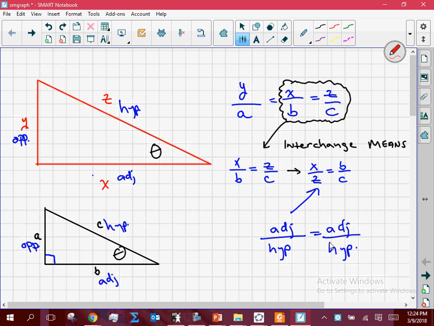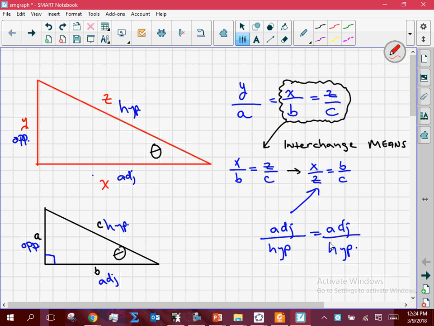So using those arbitrary values of X and Z, B and C, is really saying that we're comparing any two right triangles that have the same angle theta. No matter how big the side lengths are, if they both have the same angle theta in them, the adjacent divided by hypotenuse is always going to be the exact same quotient. Okay? And the adjacent side divided by hypotenuse, we use that ratio all the time, so it's nice to have a name for it. And this is just a definition.